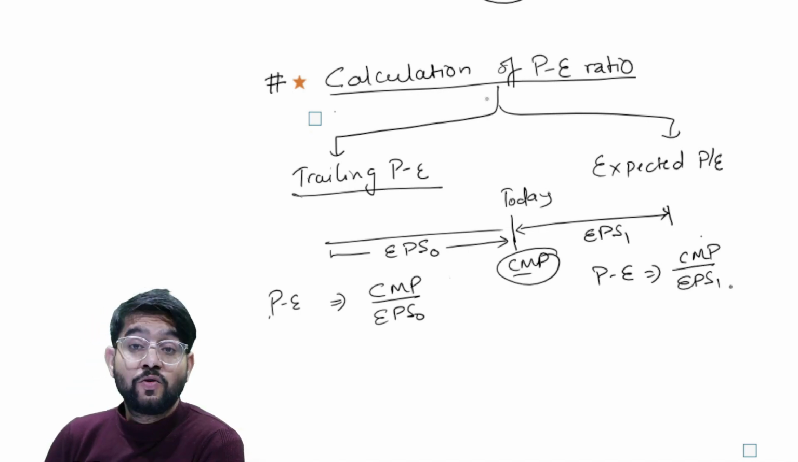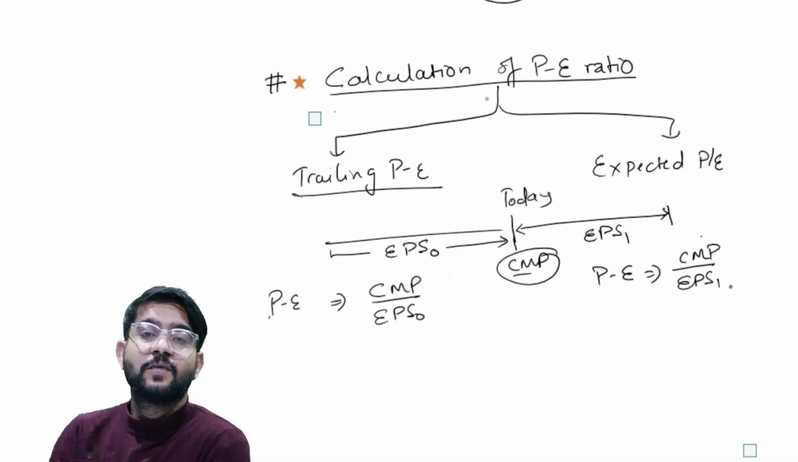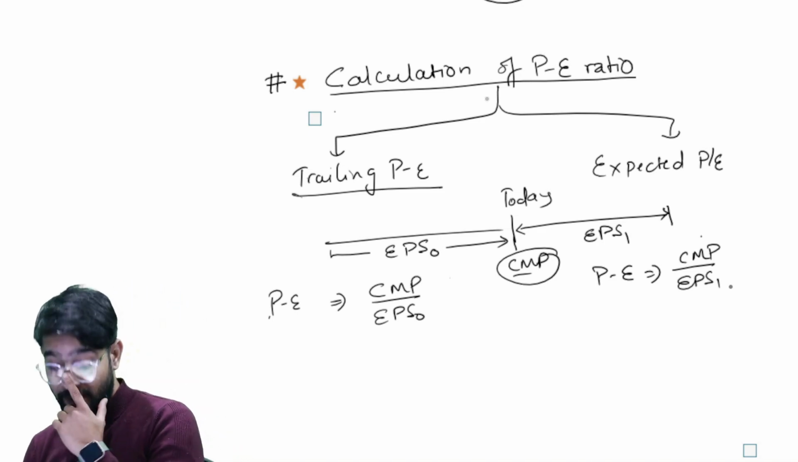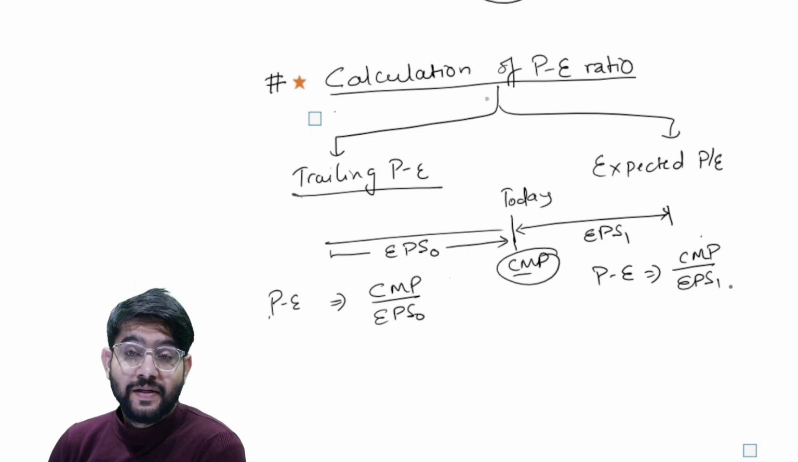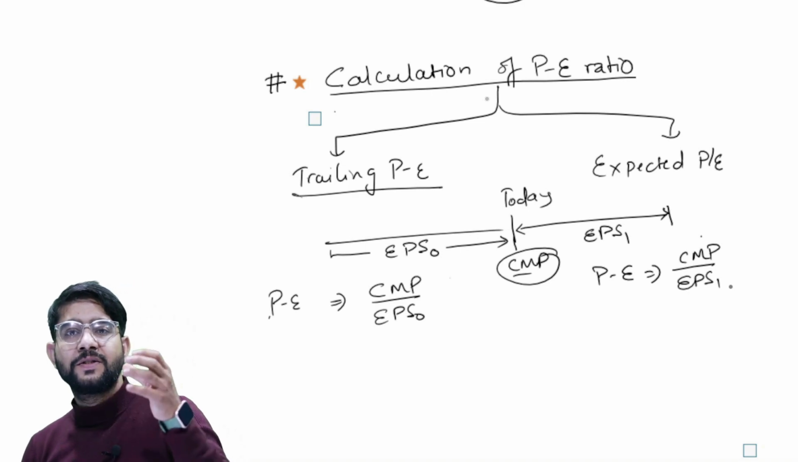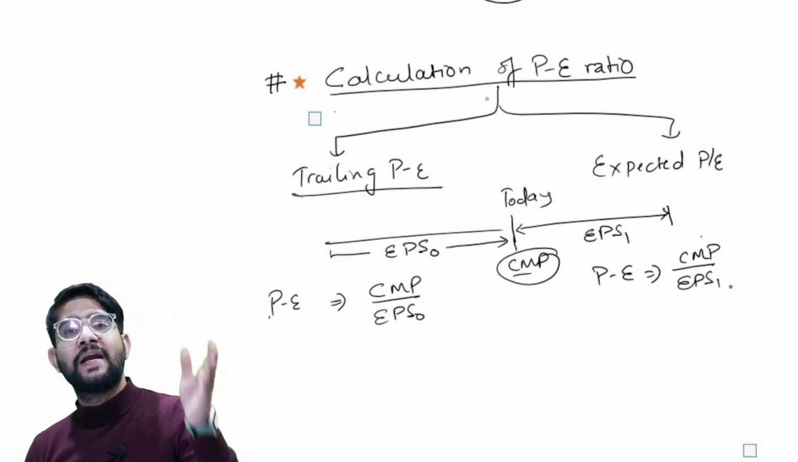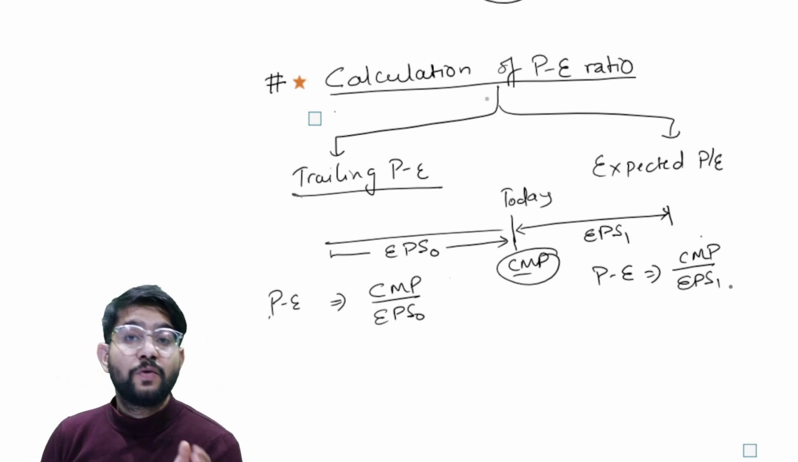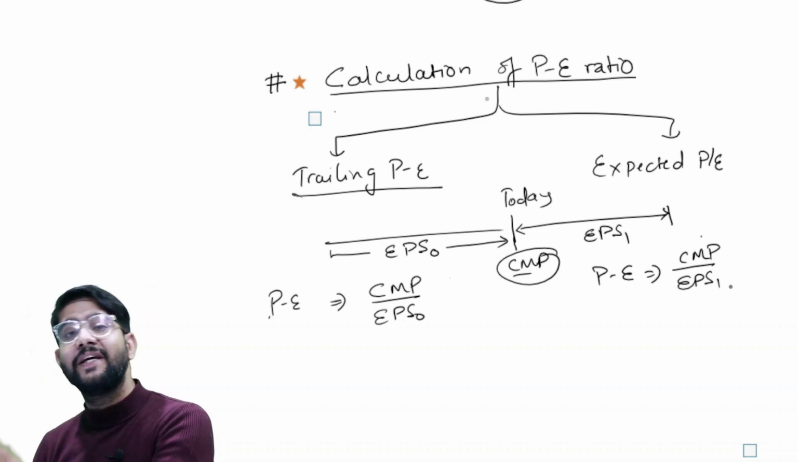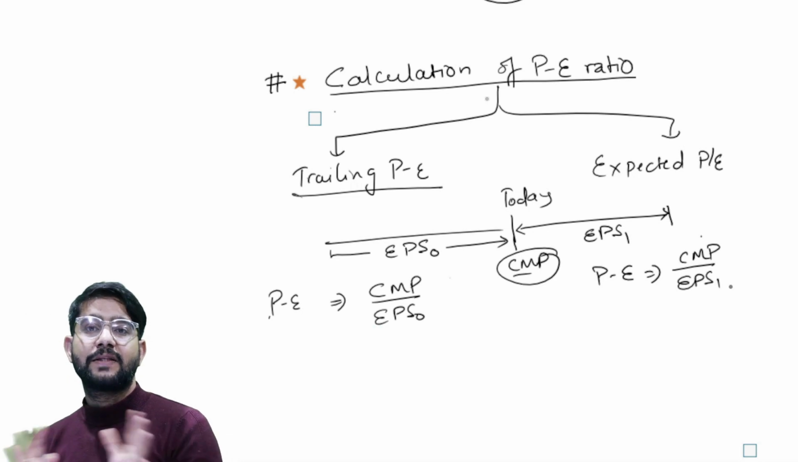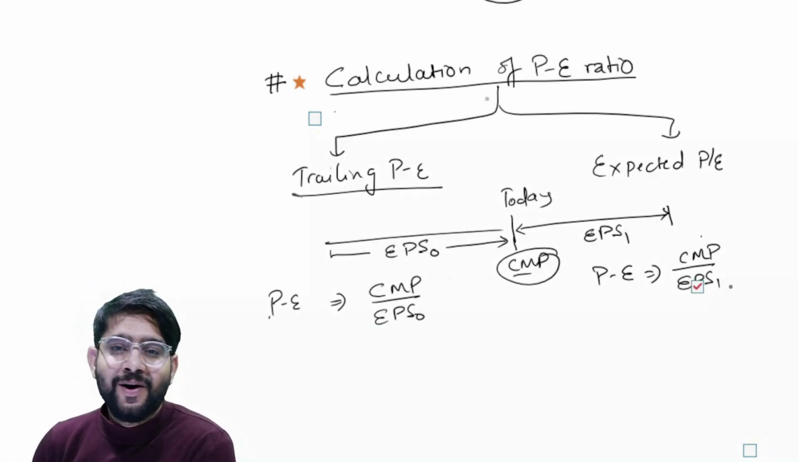So on these two bases, depending on which EPS you are taking, it can be trailing PE or expected PE. So the final point is, you need to be careful while taking the PE. If you are considering trailing PE, then compare trailing PEs. If you are considering expected PE, then compare expected PEs only. Okay, so you cannot mix up. So this is all about PE ratio.